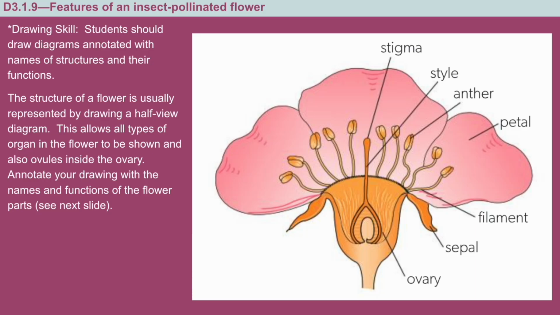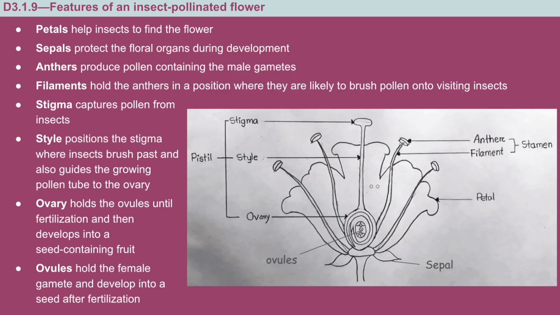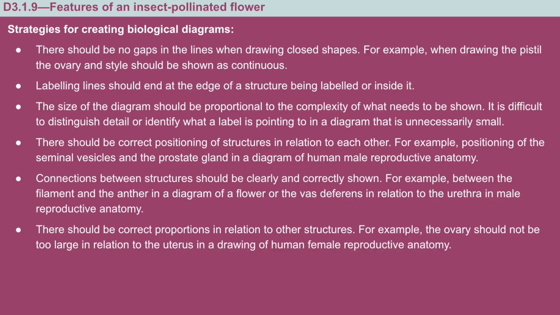And note, just like the male and female reproductive system, you should technically be able to annotate your drawing with the names and functions of the flower parts. So here I have an example of what the drawing skill might look like without the functions listed. So I have the functions then here listed on the side. So go ahead, pause that, and make sure that you can identify all of those things.